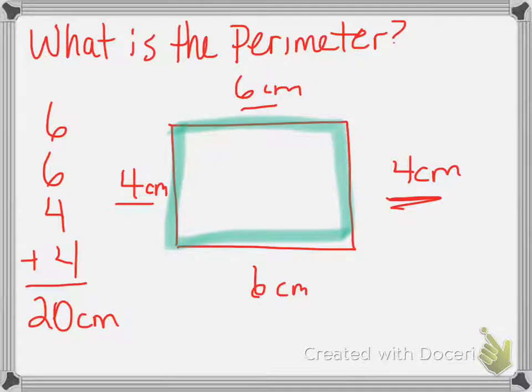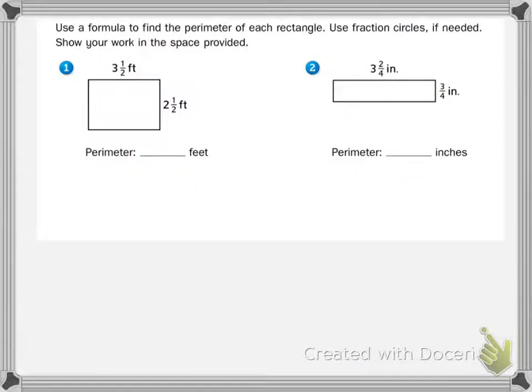Okay? So simple enough. Well, what we're going to be doing today is finding perimeter, but instead of these numbers being 4 and 6, they're going to be fractions. So we are on page, let me look real quick, 290. Let's go ahead and try to find the perimeter of rectangle number 1.